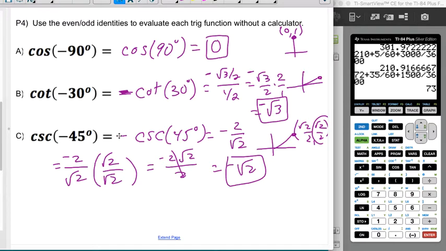Now, again, there are other ways to picture that. Instead of looking at this spot, you could have said, hey, this is negative 45, and you could have just considered that angle instead.